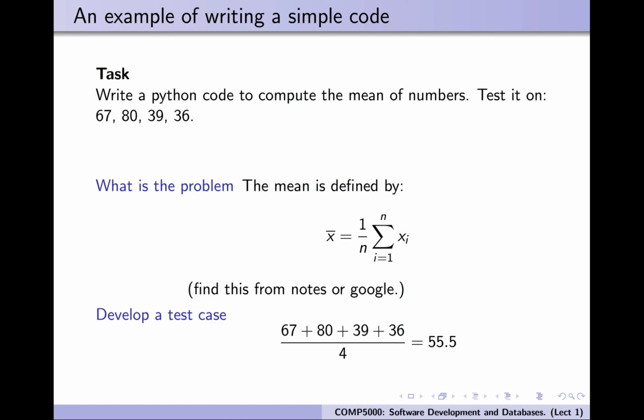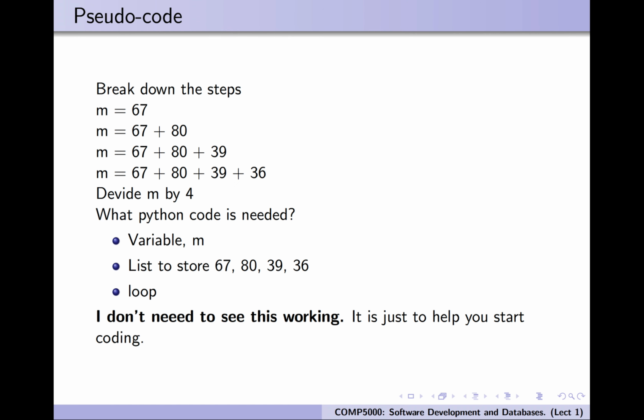Okay, so this is the test case. It's not always completely obvious how to convert this into code, but if you break the problem down a little, you start off by introducing a variable m, set to 67, then you add in the second number, then 67 plus 8 plus 39, then add in the fourth number, and then at the end divide by 4. If you break it down this way, you can start to see how you do this in code. What this suggests is you need a variable m to store the sum.